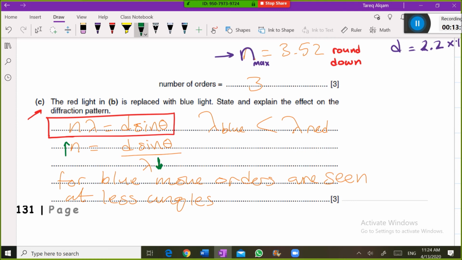Increase. It's clear, right? I did not change d. d stays the same because I used the same diffraction grating, but I replaced the red light source with a blue light source. So for blue, we will observe more orders and smaller angles between the orders. Why? Guys, pay attention.